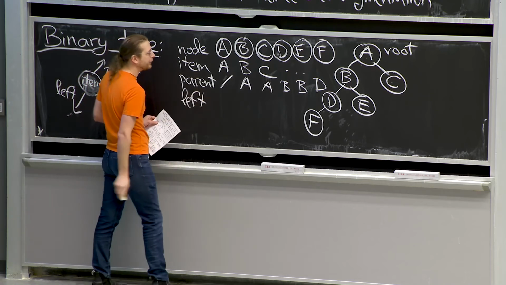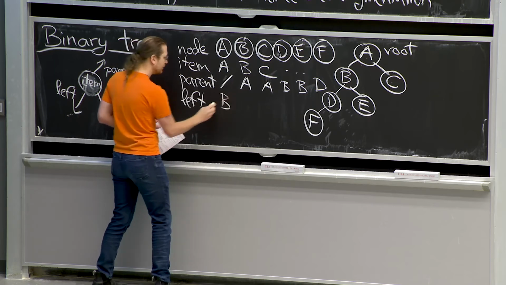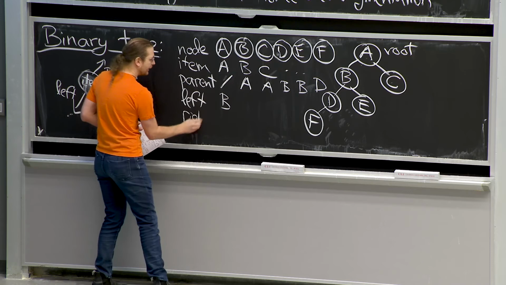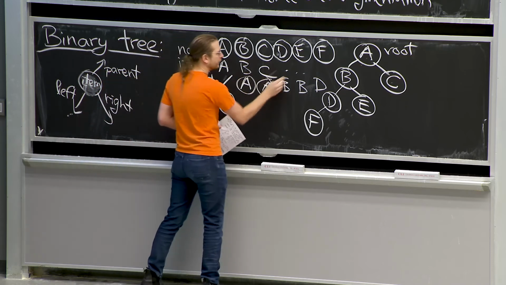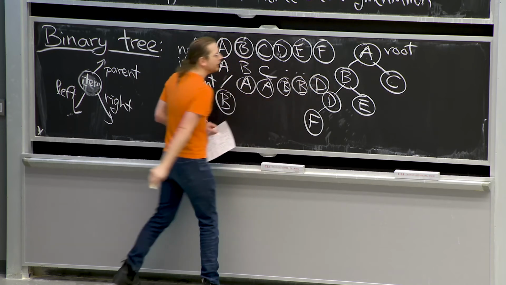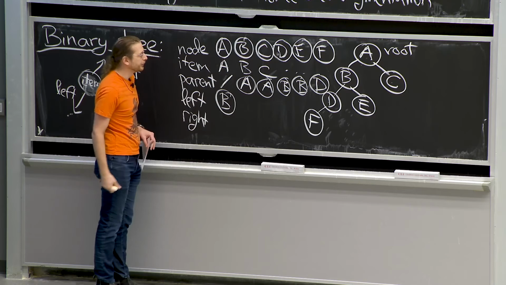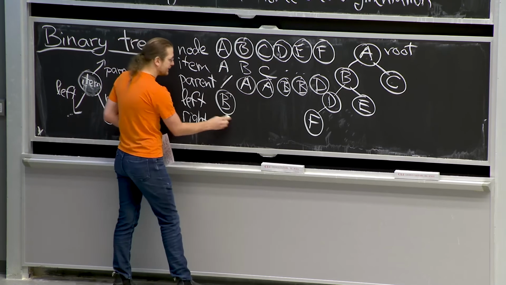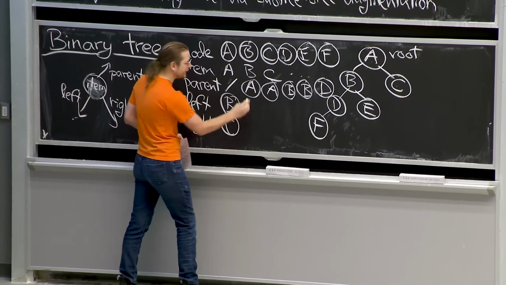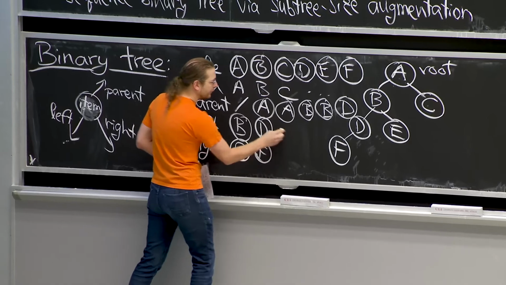Then we have left pointers. I'll just do a few of them. So left pointer of A is B. Right pointer of A, sorry, B the node. These should all be nodes. I'm circling for nodes and just writing the letter for the item to make it clear that those are different things. The right pointer for A is C. Left pointer for B is D. Right pointer for B is E, and so on.